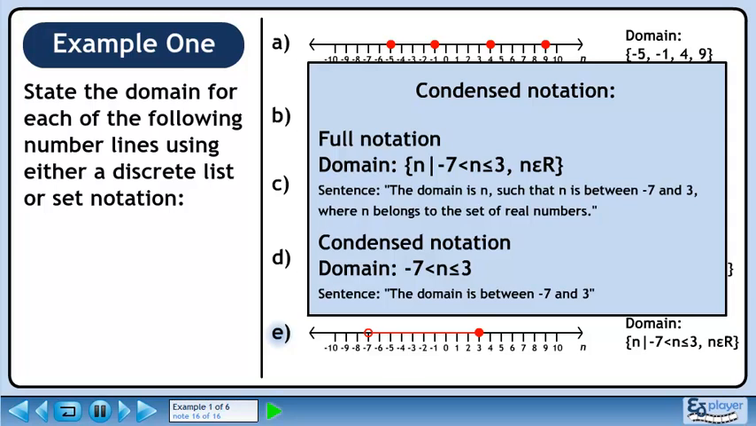So instead of the full expression, the domain is n, such that n is between -7 and 3, where n belongs to the set of real numbers, we can use a condensed expression, the domain is between -7 and 3. This is much less wordy, and it still conveys the most important information. For the rest of this lesson, we will use condensed expressions for domain and range.